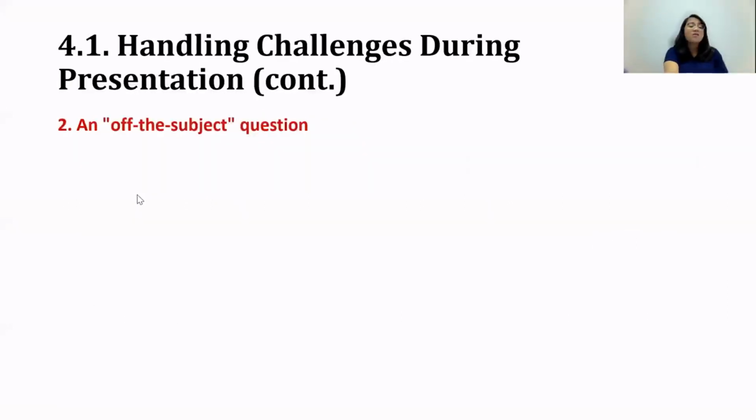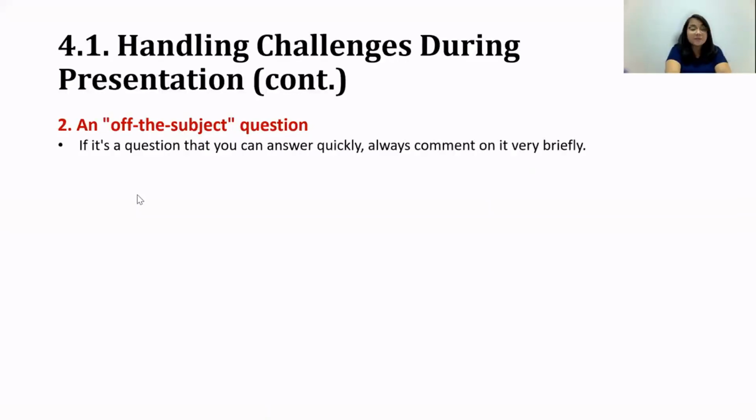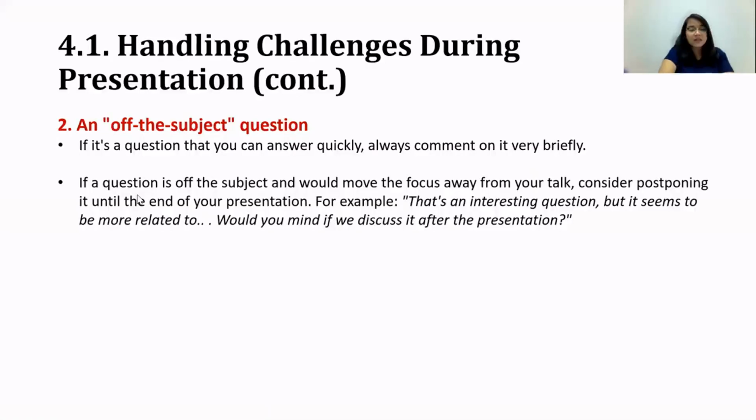Number 2, an off-the-subject question. We can always expect to receive such questions even though we are in an academic situation, and this is how to tackle that. If it's a question that you can answer quickly, always comment on it very briefly. Just comment on it very briefly. If a question is off the subject and would move the focus away from your talk, consider postponing it until the end of your presentation. And that's okay too. You have the right to do so.